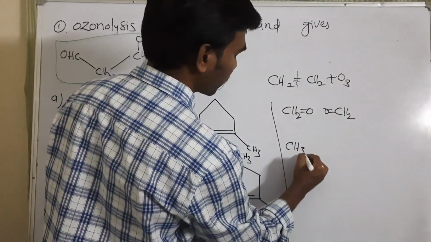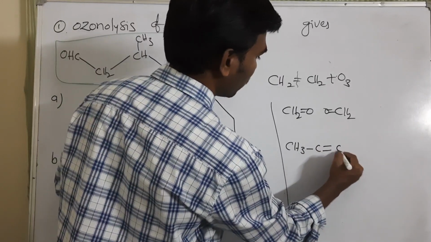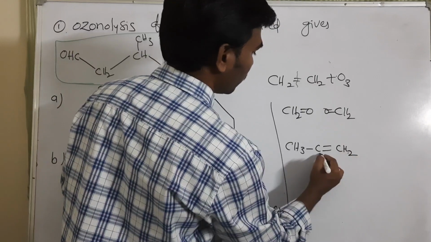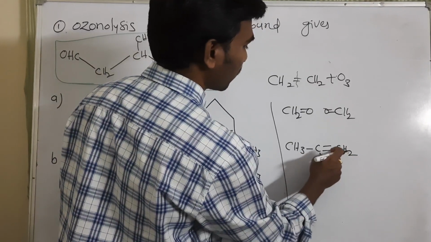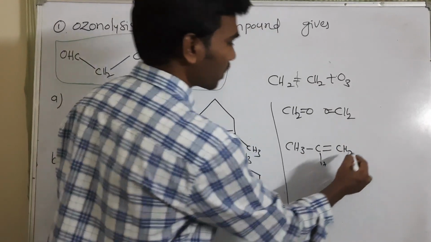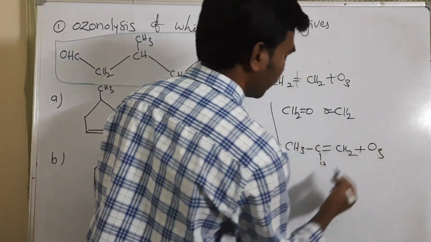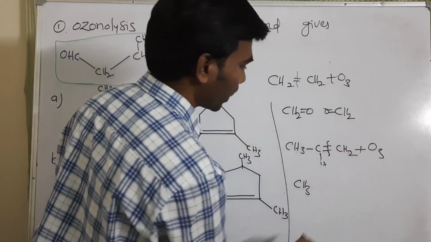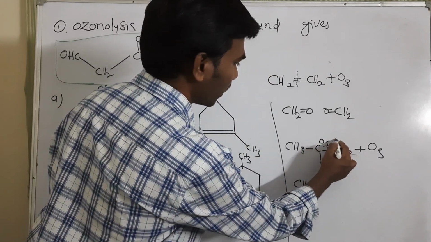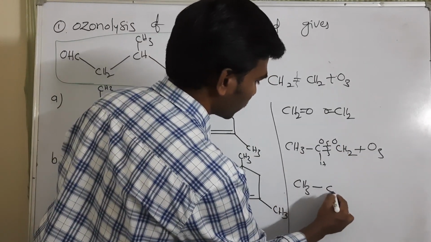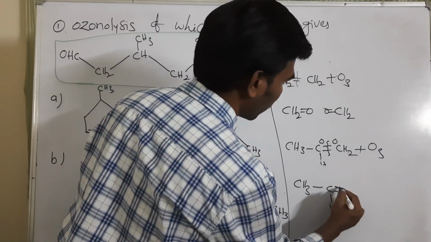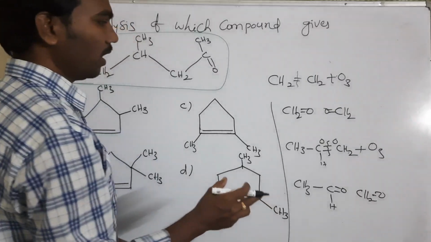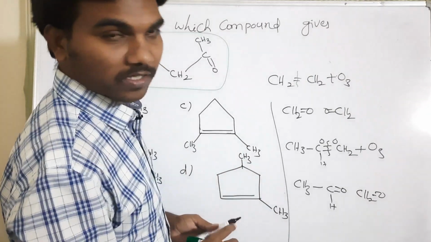For example, I am taking CH3 CH double bond CH2. Ozonolysis, if it is reacting with ozone, then it is very simple to write the product. Where the double bond is there you break, and you connect one oxygen this side and one oxygen this side. So that CH3CH double bond O and CH2 double bond O will come. So this is the method how to write the ozonolysis product easily.